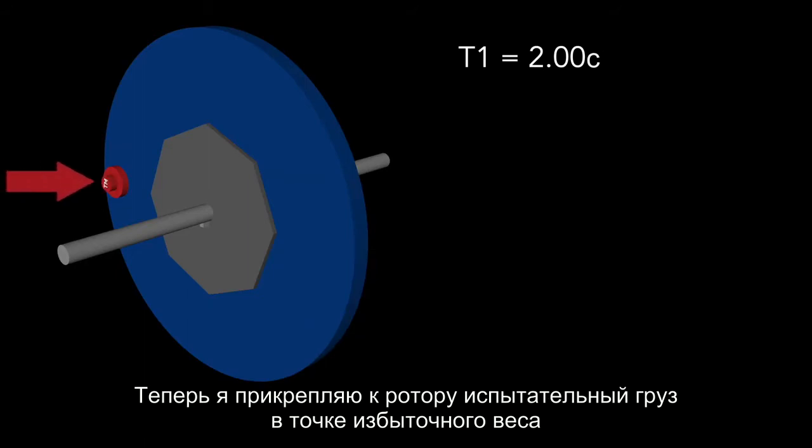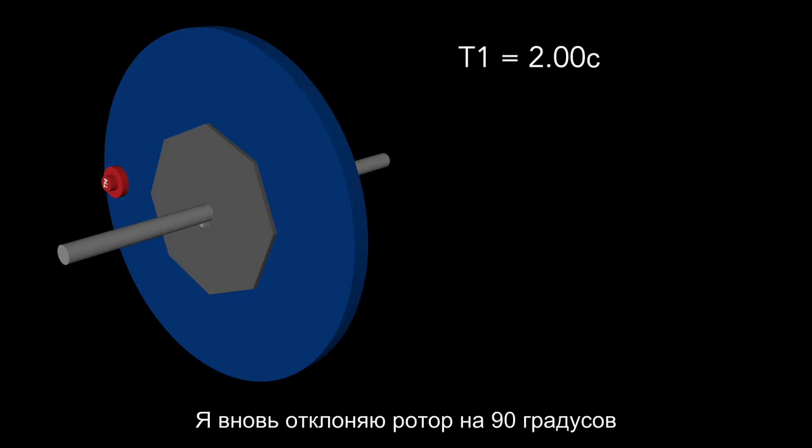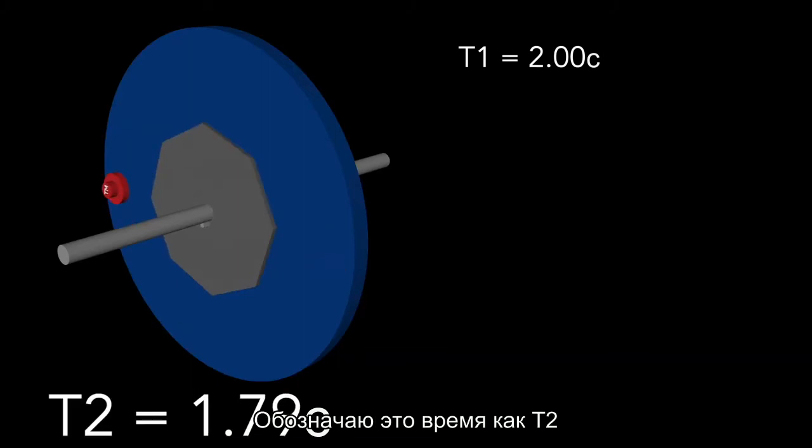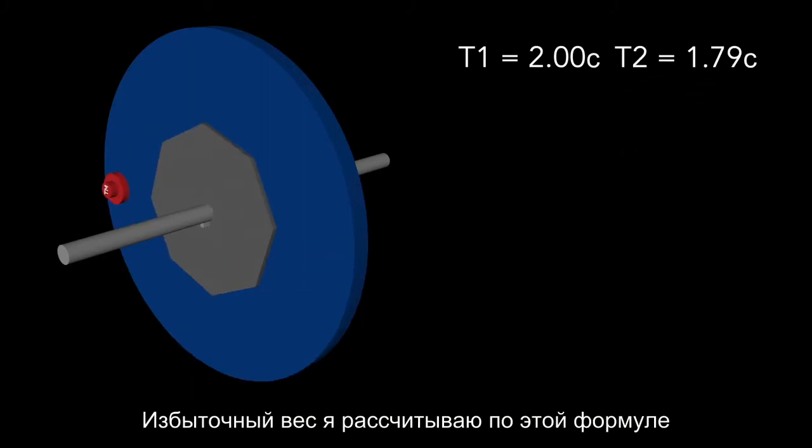Now I mount the trial mass to the rotor. I mount it to the heavy spot position. I again deflect the rotor by 90 degrees and I measure the time of one movement forward and back. The time value I mark as T2. The weight of a heavy spot I calculate from this formula.